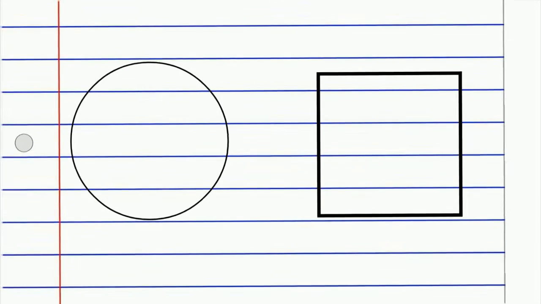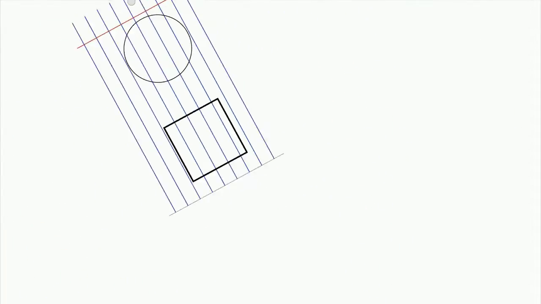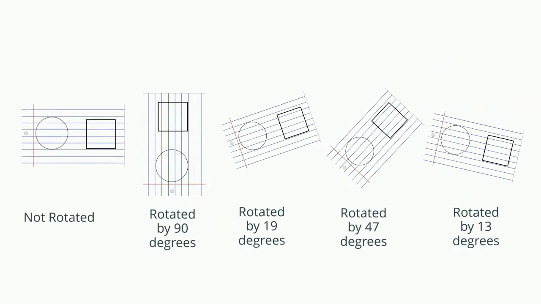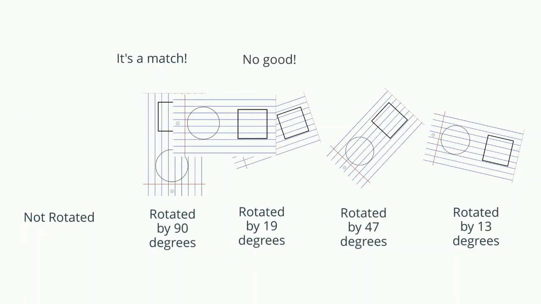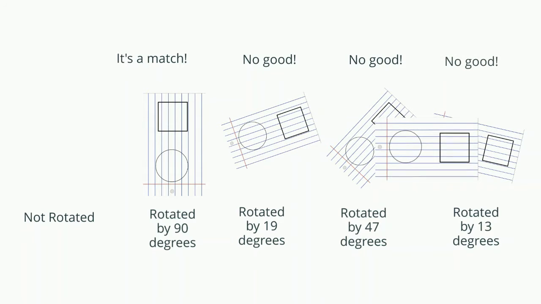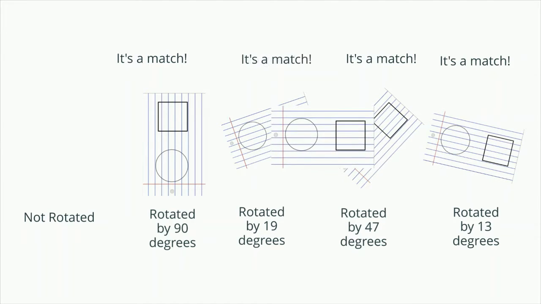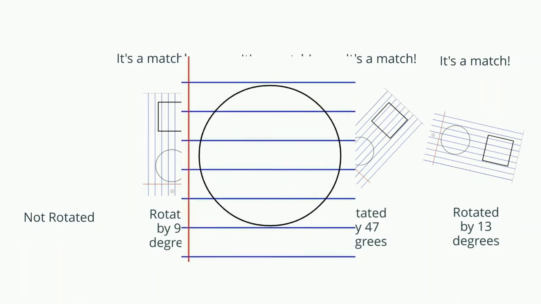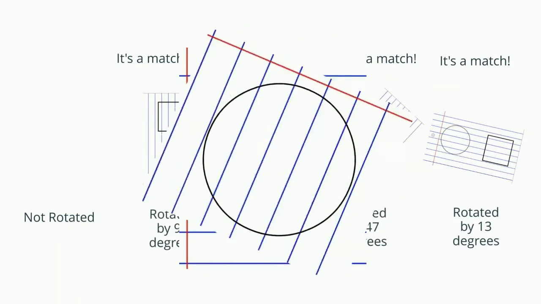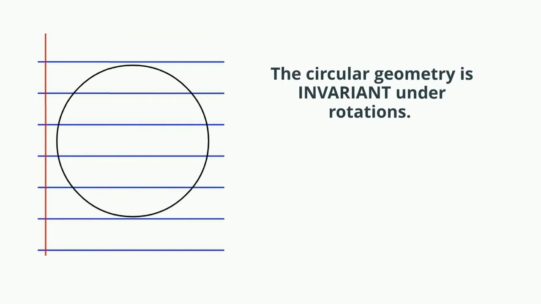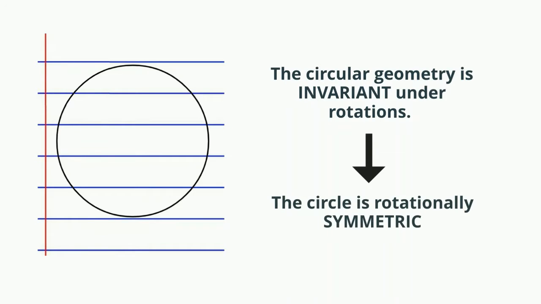First, let's draw a circle and a square on a piece of paper. Then, let's start rotating the paper. We can rotate the paper by any amount that we'd like. Depending on the amount that we've rotated by, the square might look like itself, but more likely than not, it'll appear to be standing on one of its corners rather than on one of its edges. On the contrary, the circle will always look exactly the same. Indeed, we have uncovered the very defining characteristic of a circle. Under any rotation, its image is unchanged. In fancy language, the circular geometry is invariant under rotations, and therefore the circle is said to be rotationally symmetric.